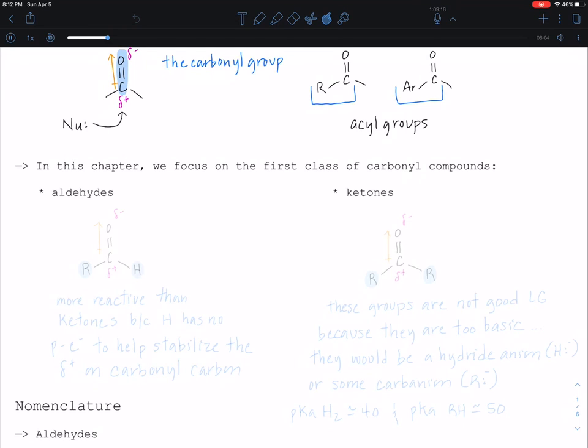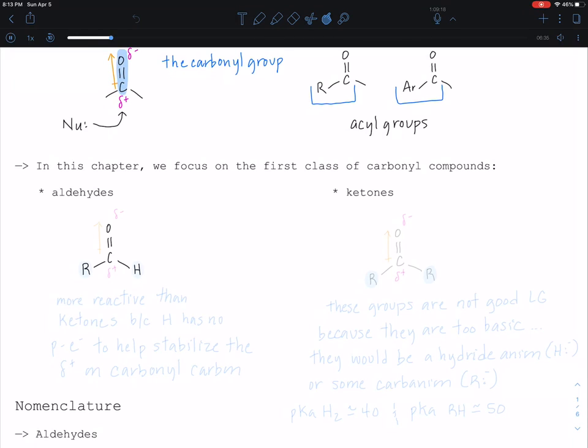So with the aldehydes, we've got a carbonyl carbon, right? So we've got our generic carbonyl here with the two groups that are bonded to that carbon on either side of the carbonyl, and one of these in an aldehyde is going to be an R group or an aryl group or any kind of carbon-containing group right over there. And then over here on the other side is just going to be a hydrogen.